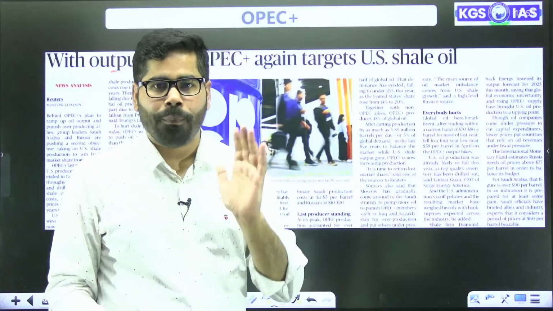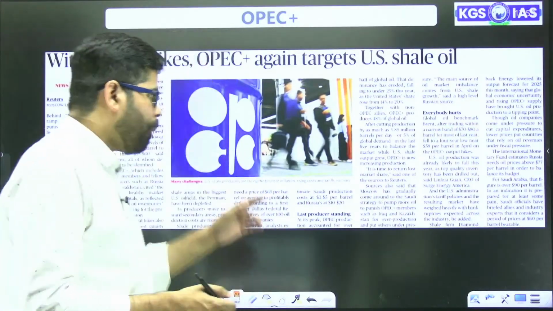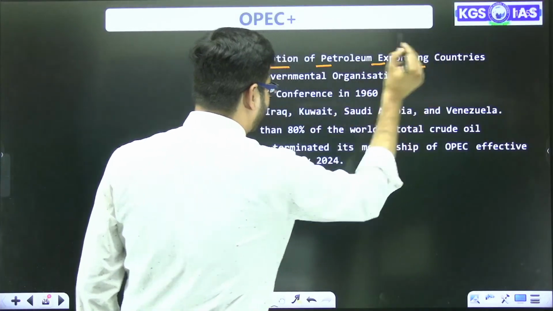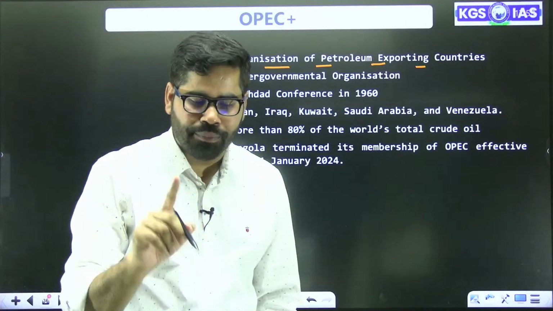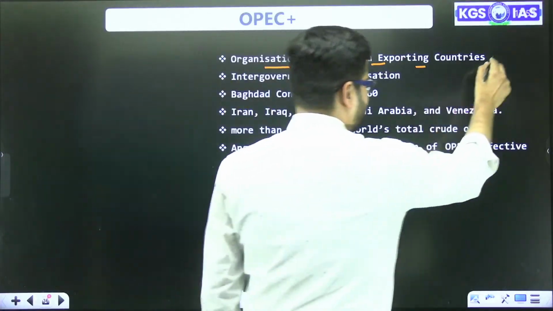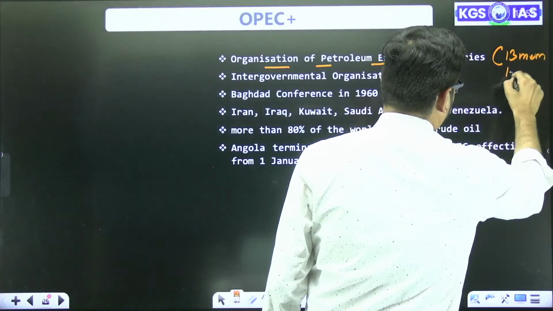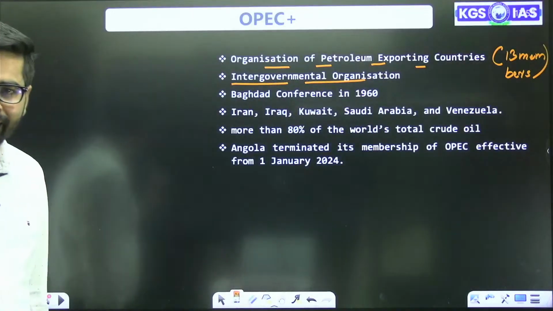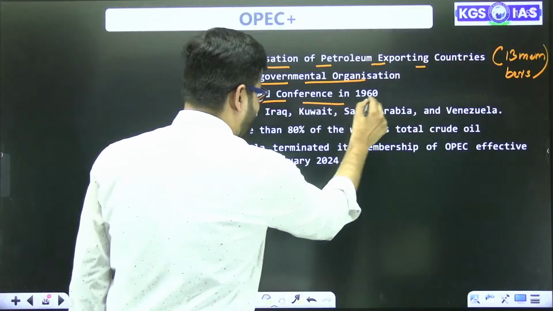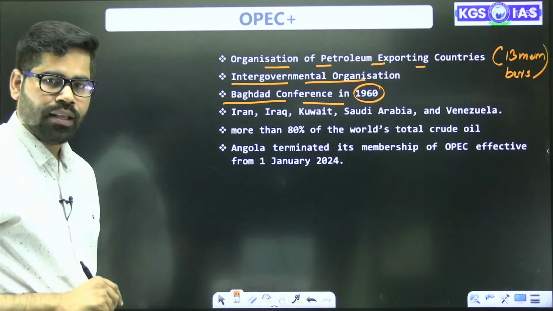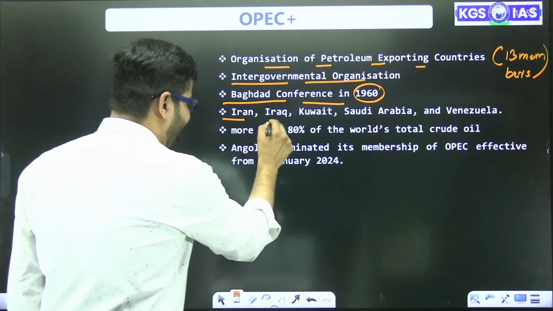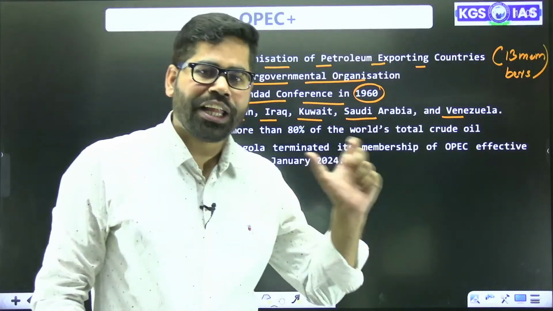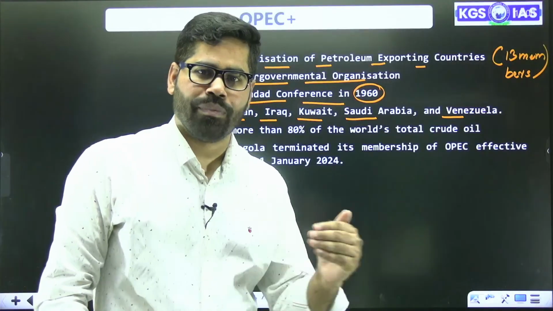And when we are talking about the OPEC countries, who are OPEC countries? OPEC simply means the Organization of Petroleum Exporting Countries. There are 13 members now. It is an intergovernmental organization set up via the Baghdad Conference in 1960. The founding members are Iran, Iraq, Kuwait, Saudi Arabia and Venezuela. So these are the founding members of OPEC.